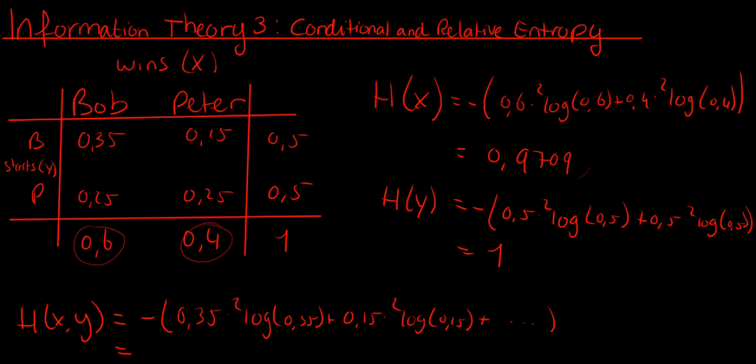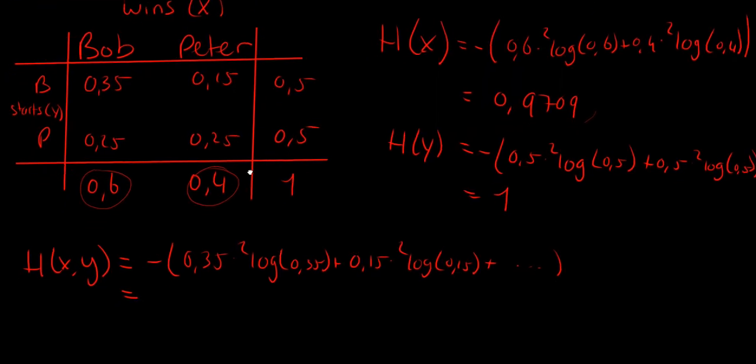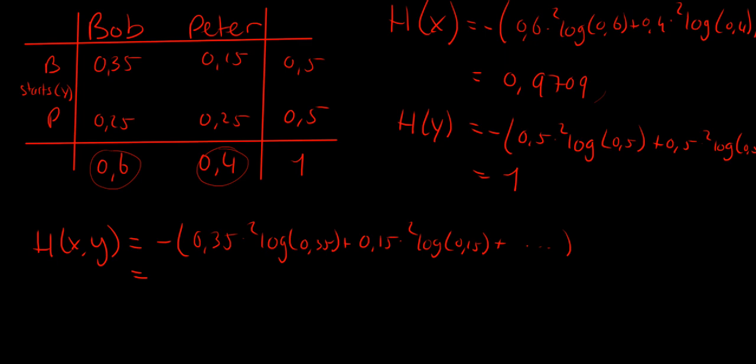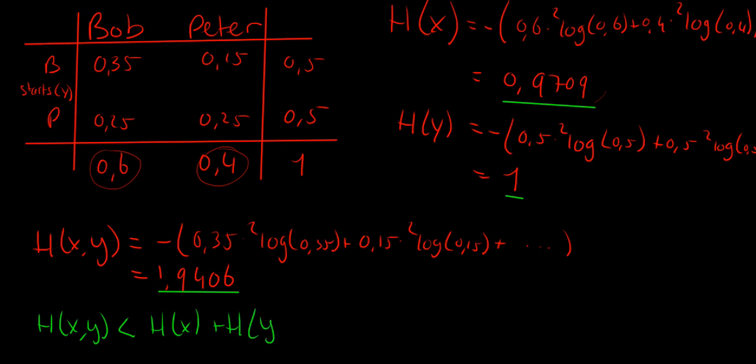This gives us a value of 1.9406. And as you can see, when we add the two marginal entropies up, this is higher than our joint entropy, meaning that these values are indeed dependent. Because the joint entropy is smaller than the marginals added together, this means they are dependent.